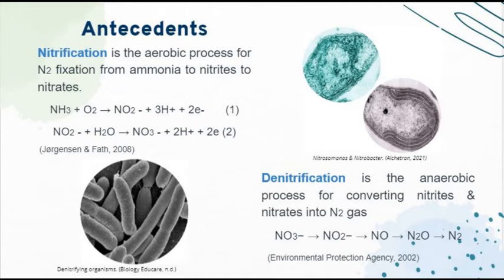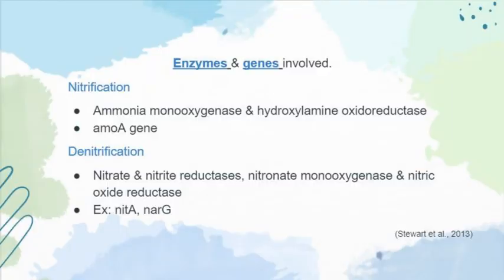The second one is denitrification, which is anaerobic and converts previously obtained nitrites and nitrates into nitrogen gas. This is done by a variety of organisms. Several enzymes and genes are involved in these two processes.